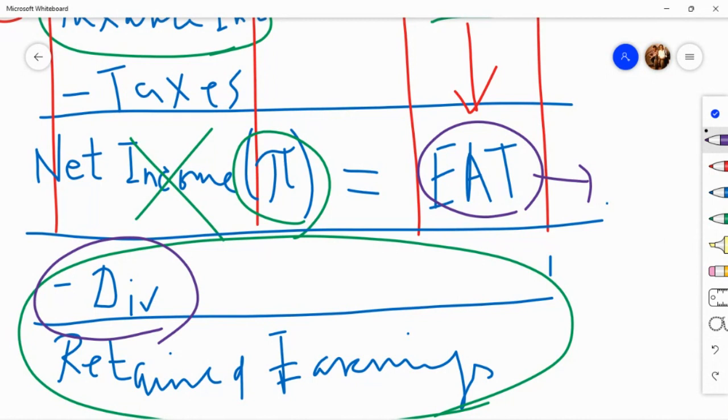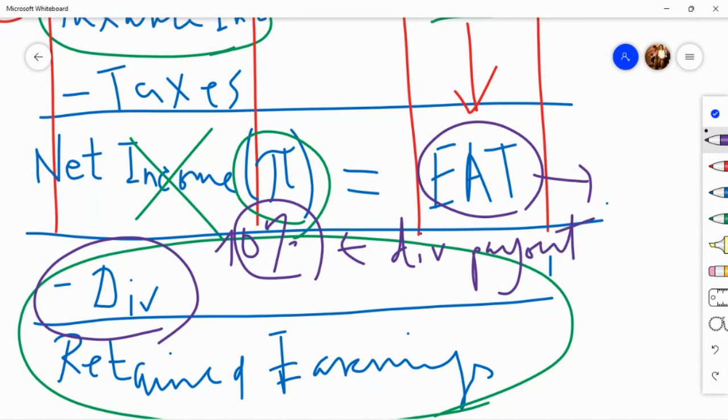Dividend is a fraction of that net profit. Could be 10% of the net profit, or 5% or 20%. It's called the dividend payout ratio, right? How much of the net profit will they pay out as dividend? So the dividend is like a small fraction of the net profit paid out as a token of profit sharing. We're sharing profit with the shareholders, but it's just a token amount. Most of the times it's just nominal.